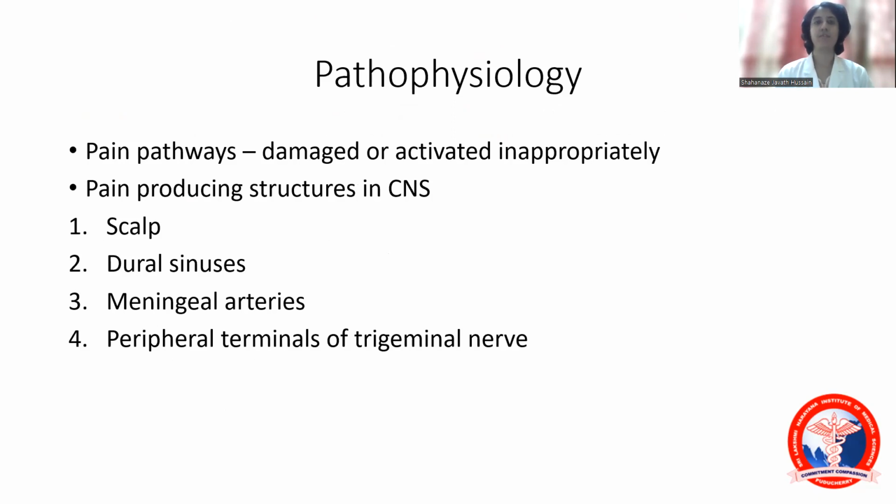So, as with pain from any part of the body, there are pain pathways which perceive pain from pain producing structures in the brain or the central nervous system. The pain producing structures are the scalp, the dural sinuses, the meningeal arteries, and the peripheral terminals of the trigeminal nerve. So, headache occurs either due to damage to any of these structures, which might be because of secondary causes, or because these structures, the nociceptors or the pathways, are activated inappropriately, leading to a headache symptom.